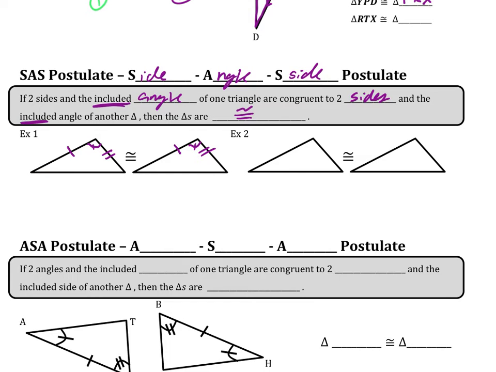So another example of this would be perhaps if we knew this angle down here, and then the two sides that are sandwiched to make that angle there. So that's an example of our side angle side postulate.